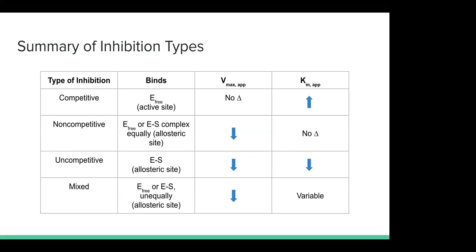Okay, so this is a summary of all of the types of inhibition. This table tells you where the inhibitor binds and its effects on Vmax and Km. You don't have to write all this down again. I'm going to give you the slides in like an hour.